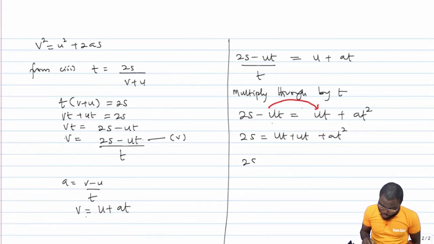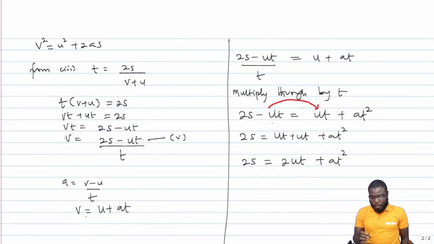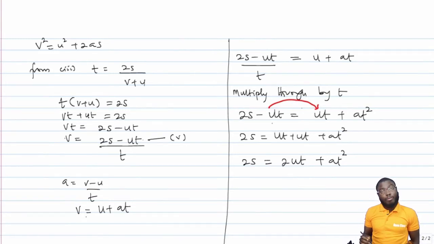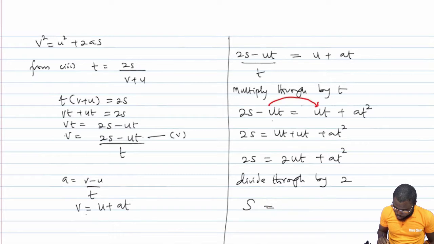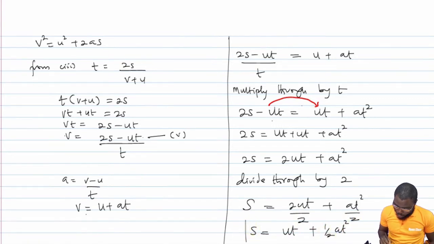So I have 2s equals 2ut plus at squared. All I need is to make s the subject of the formula, so I divide through by 2. Then you have 2s divided by 2, so s equals 2ut over 2 plus at squared over 2. This simply gives you s equals ut plus a half at squared. So this can go on and on like that.